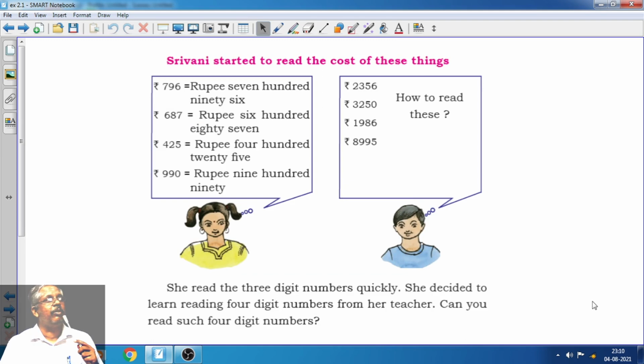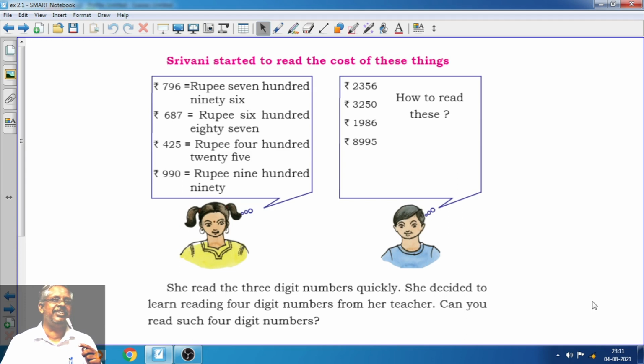Srivani started to read the cost of these things. She found rupees 796. She read it as rupees 796. She saw the rupees 687, which is rupees 687. Rupees 425, rupees 990. As I said before, she was able to read these 3-digit numbers, but on the right hand side we have rupees 2356, rupees 3250, rupees 1986, rupees 8995.